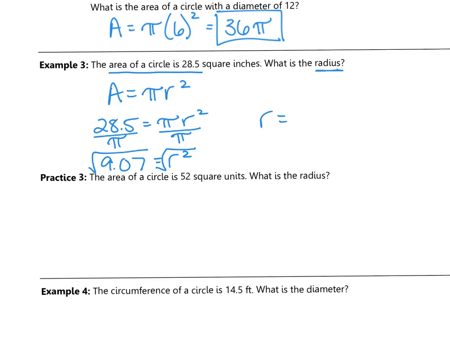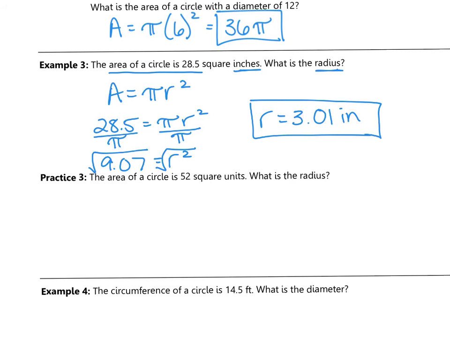So now in my calculator, I'm taking the square root of that long decimal that I had, and I end up with a final answer of 3.01. And we are dealing with inches, so I'm going to go ahead and add units onto my answer, 3.01 inches. Okay? Why don't you go ahead and try the next one, practice problem number 3.